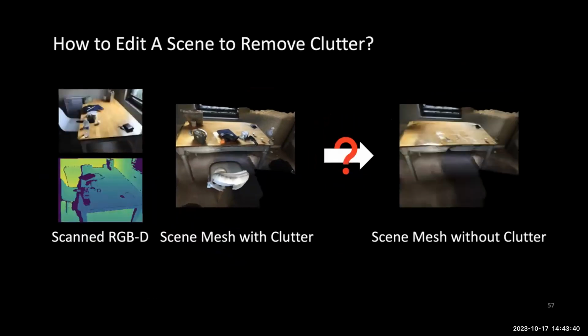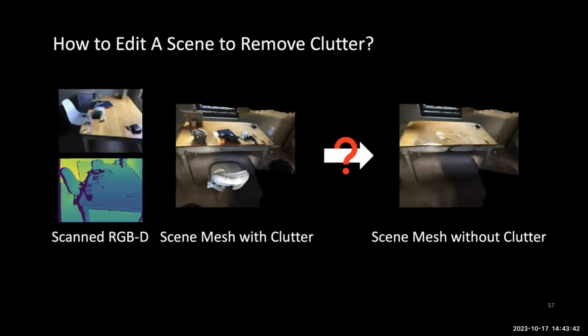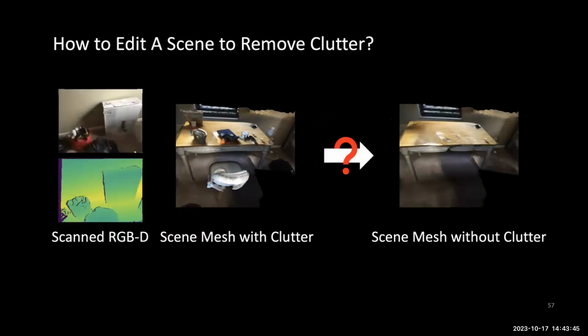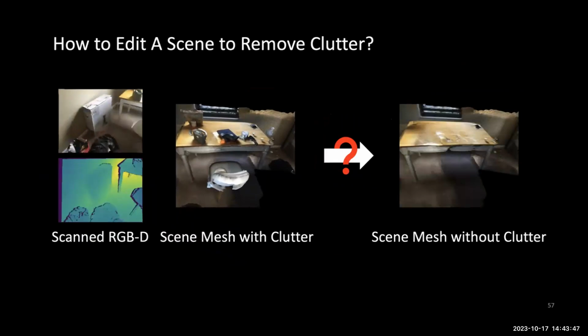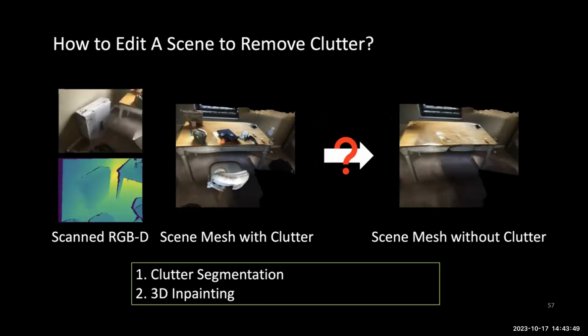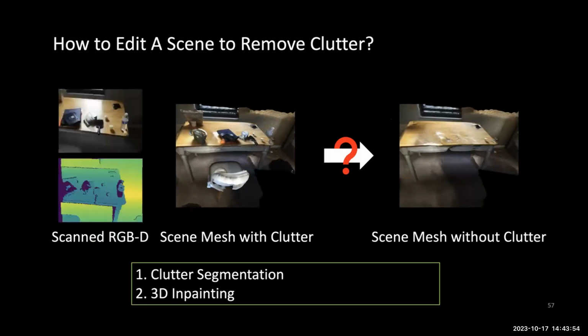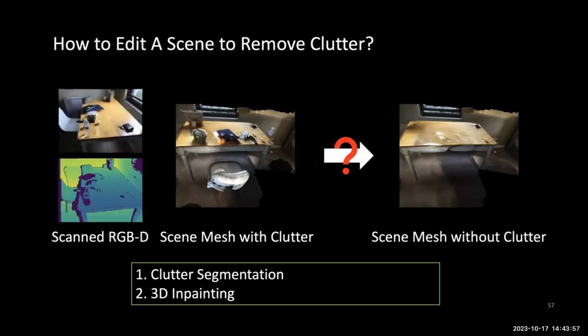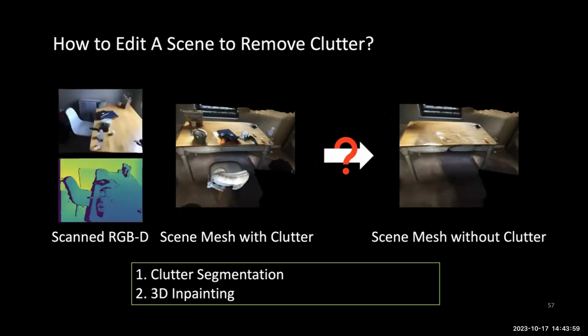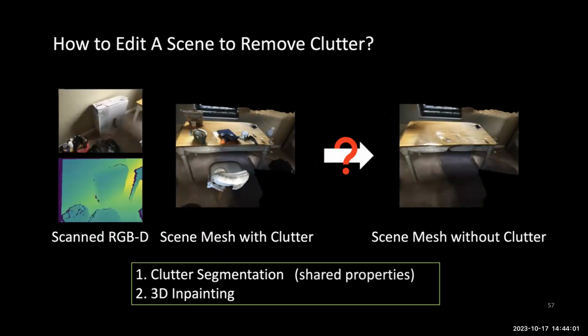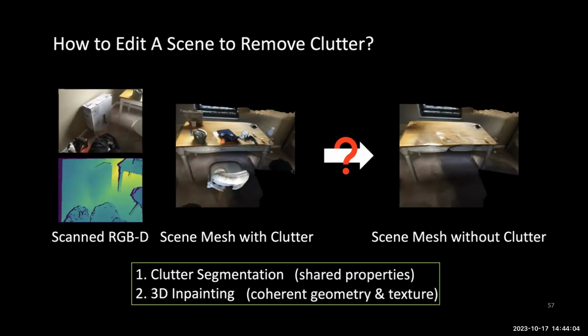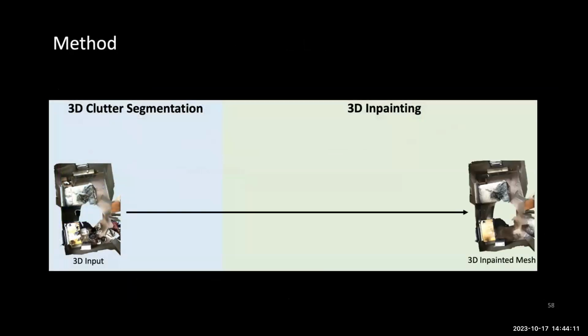This task is composed of two steps. The first is clutter segmentation. The second is 3D inpainting. For clutter segmentation, the goal here is different from traditional segmentation, where we want to segment across objects of shared properties. And for 3D inpainting, you're probably very familiar with 2D inpainting, but for 3D inpainting, you need to inpaint with both coherent geometry and coherent texture. So the end goal is, given the 3D input mesh with clutter, we are going to output the 3D inpainted mesh without clutter.